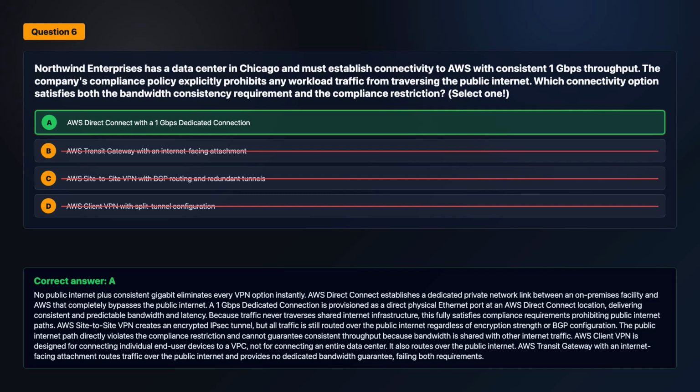AWS Site-to-Site VPN creates an encrypted IPsec tunnel, but all traffic is still routed over the public internet regardless of encryption strength or BGP configuration. The public internet path directly violates the compliance restriction and cannot guarantee consistent throughput because bandwidth is shared with other internet traffic. AWS Client VPN is designed for connecting individual end-user devices to a VPC, not for connecting an entire data center. It also routes over the public internet. AWS Transit Gateway with an internet-facing attachment routes traffic over the public internet and provides no dedicated bandwidth guarantee, failing both requirements.